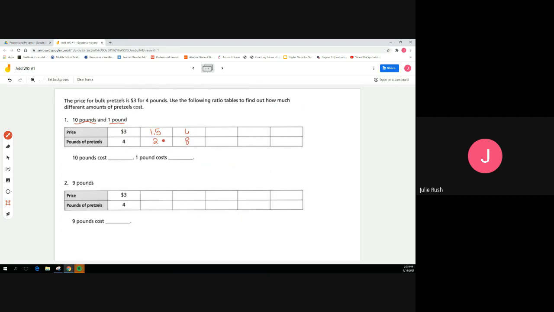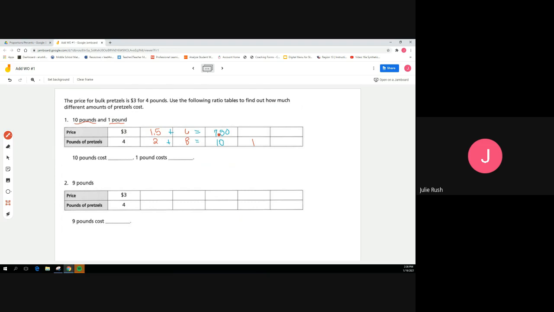And now I can add these to get to my 10, because once I get to my 10, then I'm just going to divide by 10 to get to my 1. So I'm going to grab a different color. So if I add 2 plus 8, then I'm going to add 1.5 and 6. Okay, so this gives me 10. And 1.5 plus 6 is $7.50. Okay.